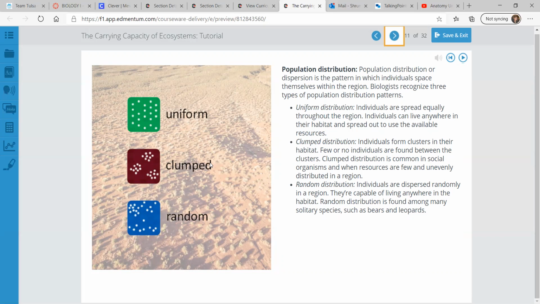And lastly, we have random distribution. And that means it's mostly just chaos, and you can't really anticipate where certain individuals will live. They're capable of living anywhere, and so they can be found all over the place. You see this with species like bears or leopards, animals that aren't social. They kind of do their own thing besides mating, but besides that, they just live alone, as opposed to social organisms.